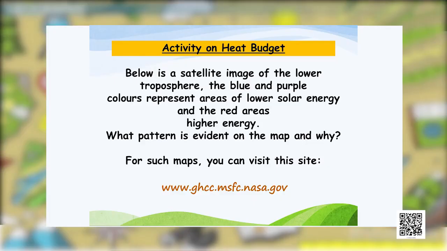Now, let's do an activity on heat budget. If you can see, there is a satellite image of the lower troposphere, which shows you the blue and purple colors representing the areas of lower solar energy and the red color showing the areas of higher energy. Can you tell us why this pattern is evident on the map?